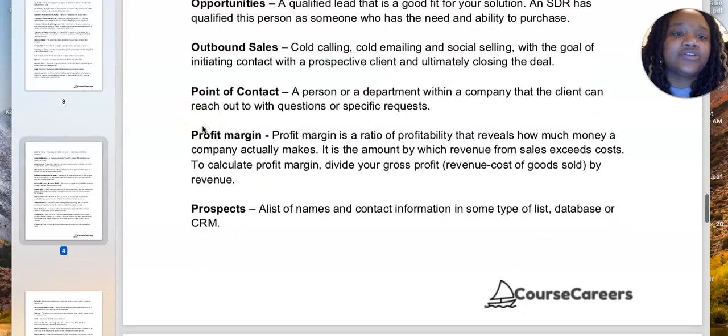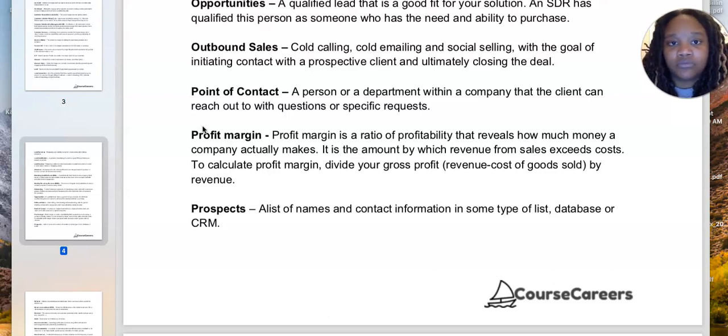Okay, next we have outbound sales. Outbound sales is the opposite of inbound sales. When you think outbound sales, think about you reaching out. Inbound is them coming to you. So outbound sales is a cold call, cold email, social selling with the goal of initiating contact with a perceived client and ultimately closing the deal.